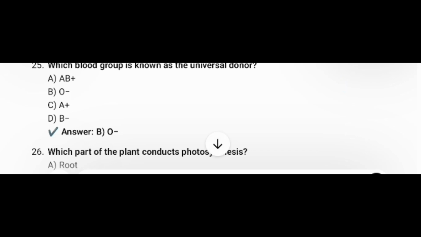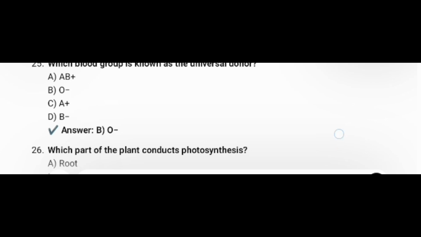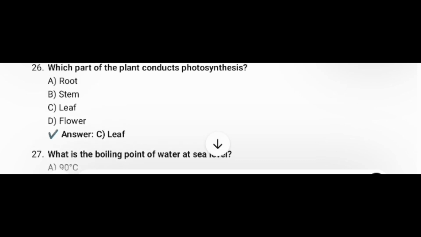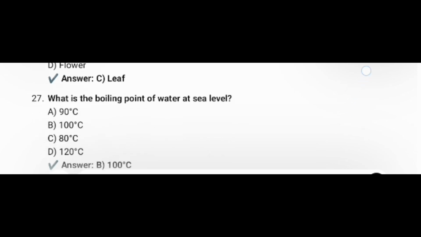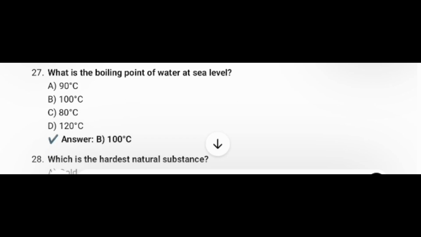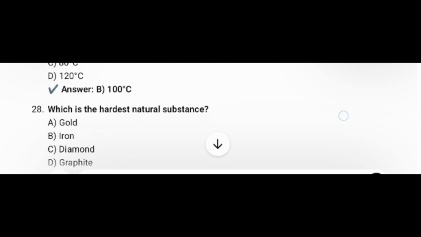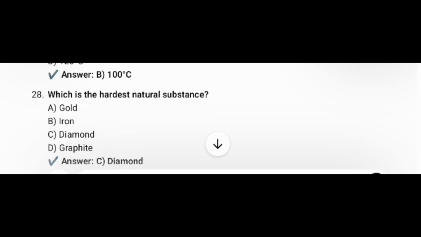Next, which part of the plant conducts photosynthesis? Correct option is option C, leaf. What is the boiling point of water at sea level? Correct option is option B, 100 degrees Celsius. Which is the hardest natural substance? Option C, diamond.